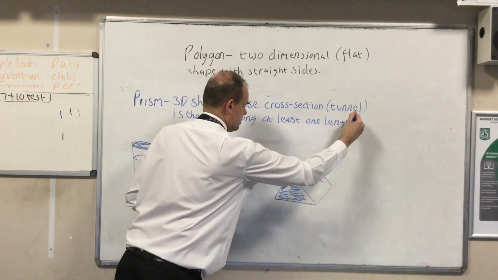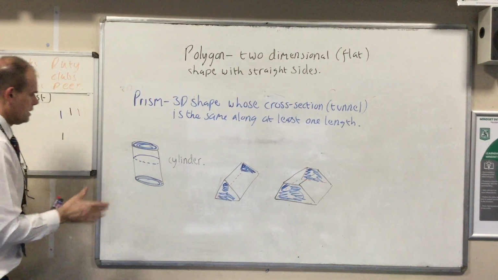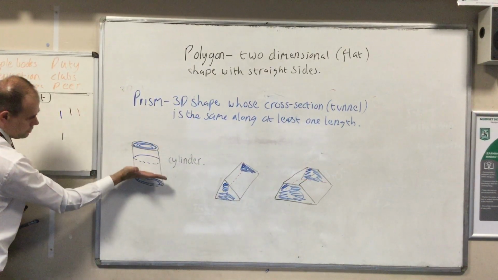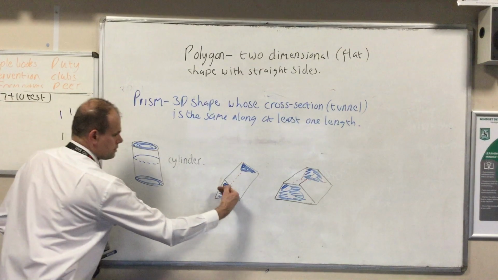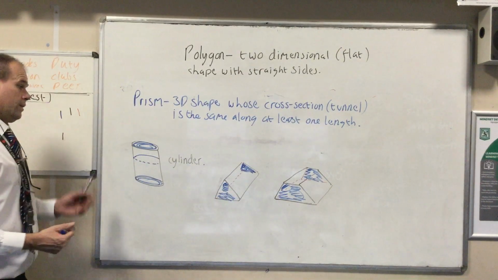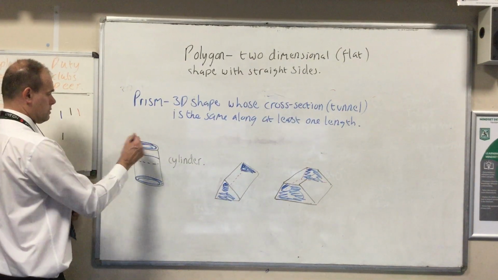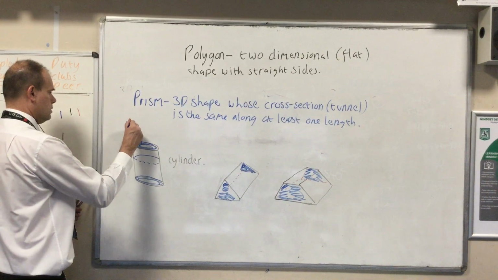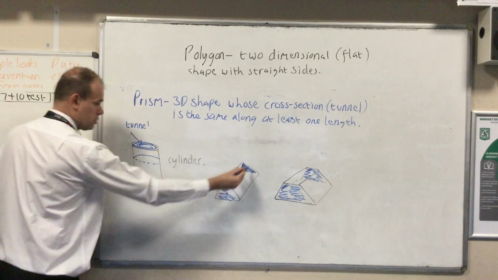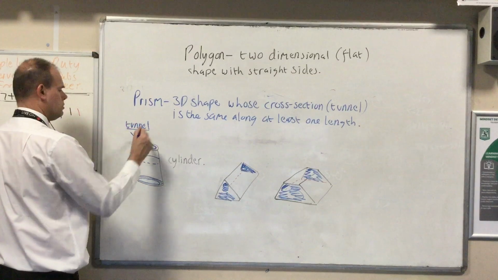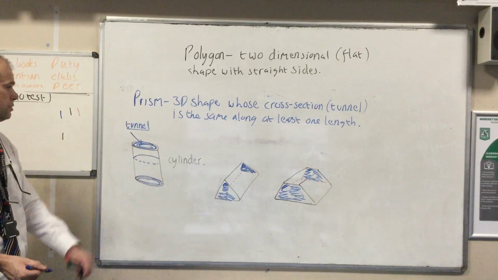Cubes and cuboids can be done in more directions. You can see there that circle stays the same all the way along. That triangle stays the same all the way, and you get that. Often the name given to this is the tunnel. The blue bits are the tunnels or cross section. I call it tunnel or cross section. And because that stays the same, it's called a prism.